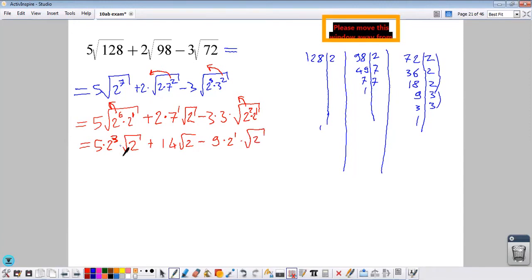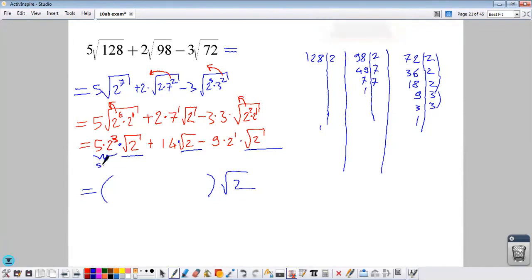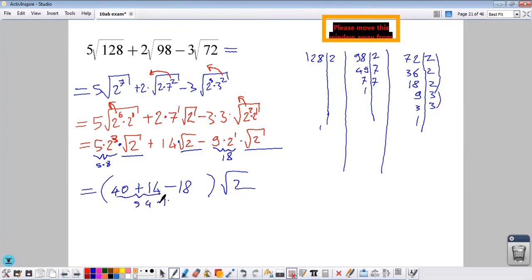So then if you realize that we have times square root 2 everywhere, we put this square root 2 out of parentheses and we write the parts inside. So 2 cubed makes 8, and 5 times 8 makes 40 from first, plus from second 40 minus from third it is 18. So 54 minus 18, 54 minus 20 is 34, and 2 more of it, 36. Square root of 2 will be the final answer.